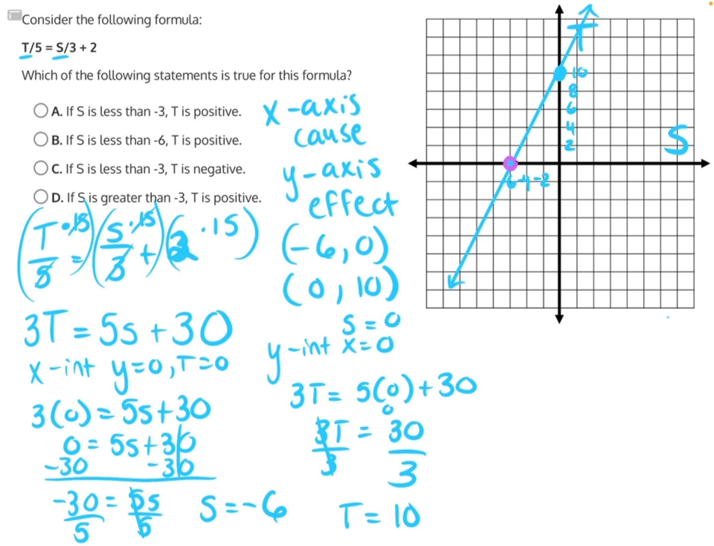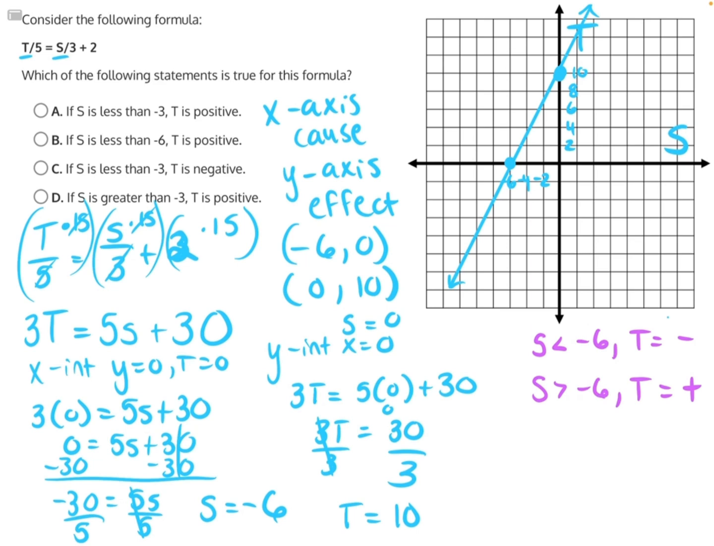Let's focus in on our x-intercept. Everything that is greater than our x-intercept has a positive y value, and everything less than our x-intercept has a negative y value. So we can write that out in two statements. When s is less than negative 6, t is going to be negative. And on the other side, when s is greater than negative 6, t is going to be positive. Now let's look at our answer choices.